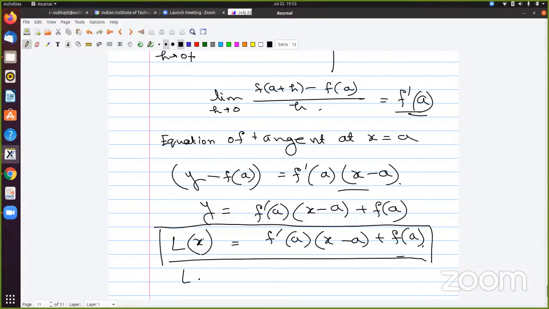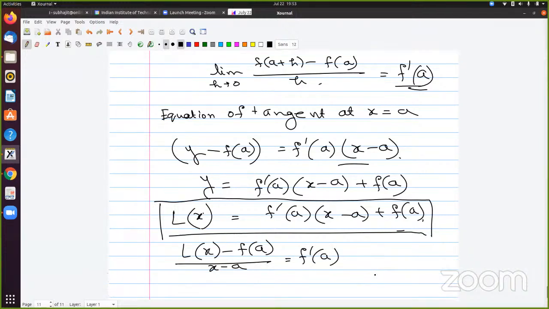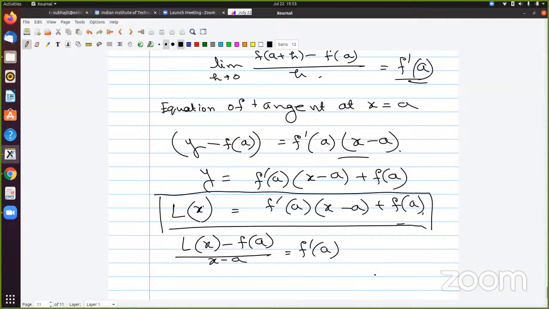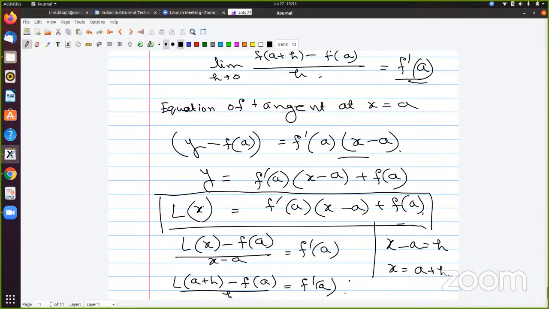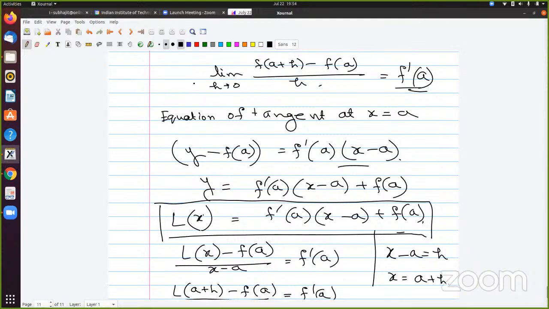Now, if you look in a little more detail, this is your f dash a, correct? The function value minus the value at that point, divided by x minus a, basically the slope, right? So if you see x minus a as your h, then x is a plus h. So f of a plus h minus f of a, divided by h, is your f dash a. Now if h tends to 0, that was the definition, right?